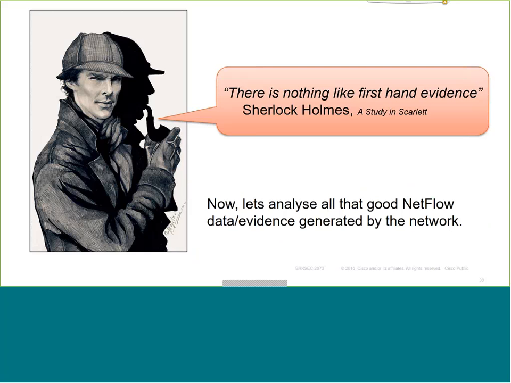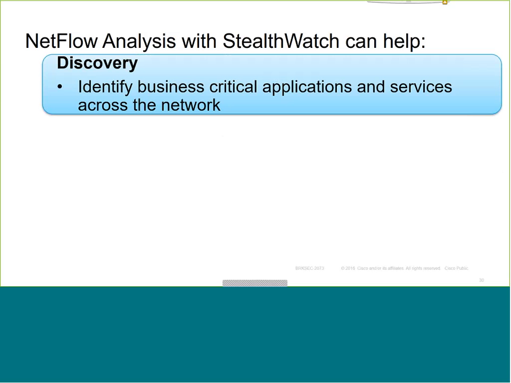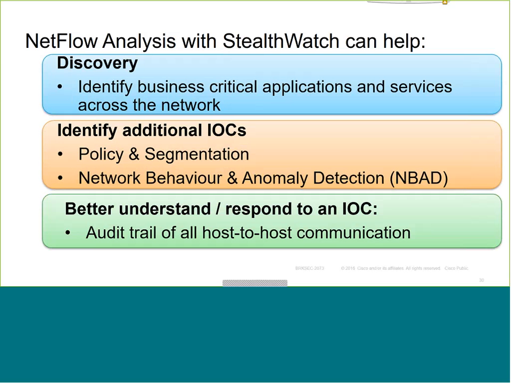So by using NetFlow, we've collected a load of data, or evidence as Sherlock would say. We're now going to do some analysis with it. This will help in three key areas. It helps us in identifying what's going on in the network. It helps us in terms of any indicators of compromise, in particular from any breaches of policy segmentation and from the network behavior and anomaly detection. And the audit trail gives us a better ability to respond to an indicator of compromise. I'll go through these three at a reasonably high level to give you an idea of how we do that.